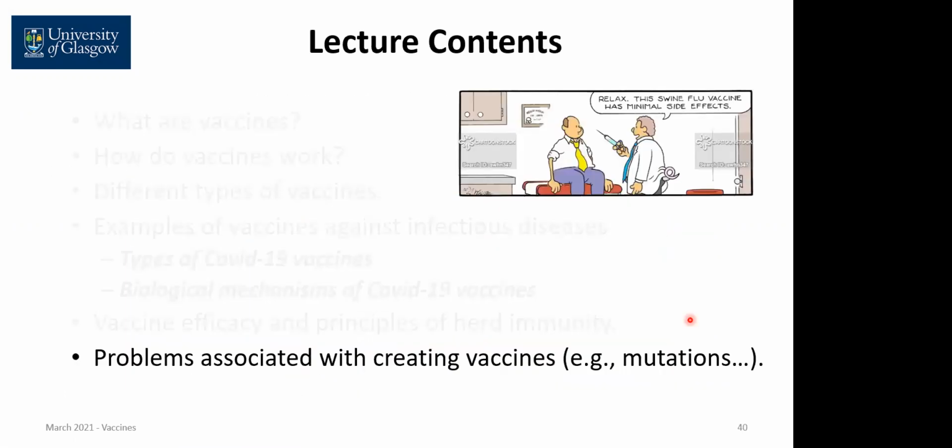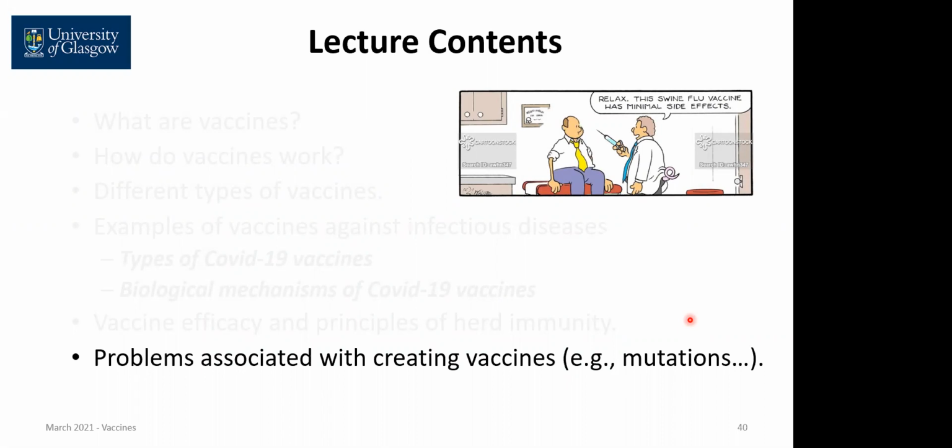So if we just want to finish off and talk about problems associated with creating vaccines, and specifically this idea of mutations within viruses. It's important to consider that we've talked about other anomalies when it comes to infectious agents when creating vaccines. So things like fungi and parasites, it's quite difficult to create vaccines against these. Of course, you need to take into account the monetary costs involved in creating vaccines.